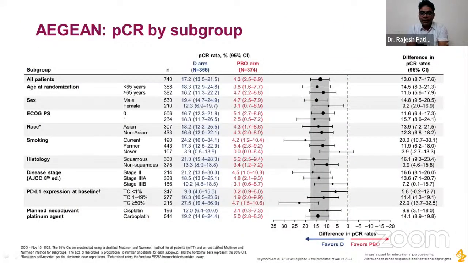If you see the PCR rate based on subgroup analysis, in all patient subgroups the benefit was there in the durvalumab arm compared to the placebo arm.